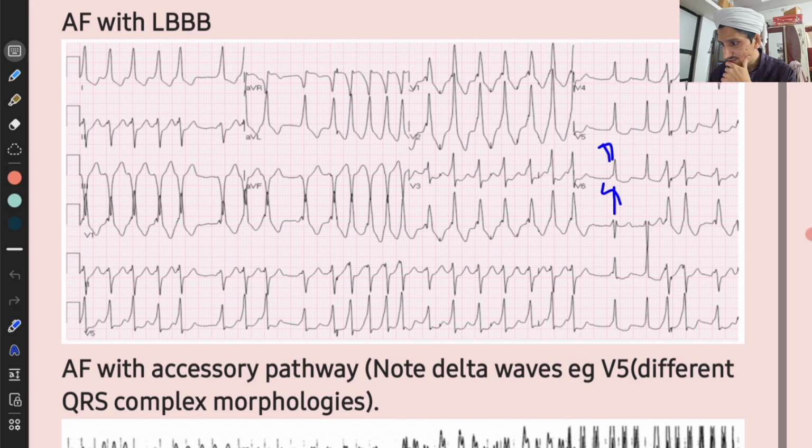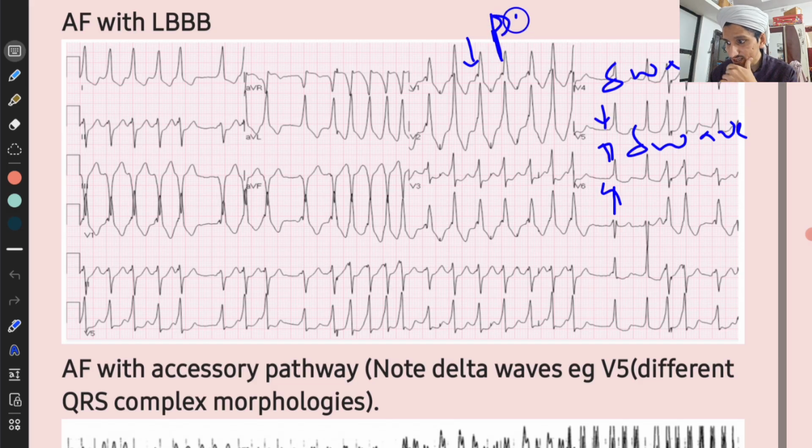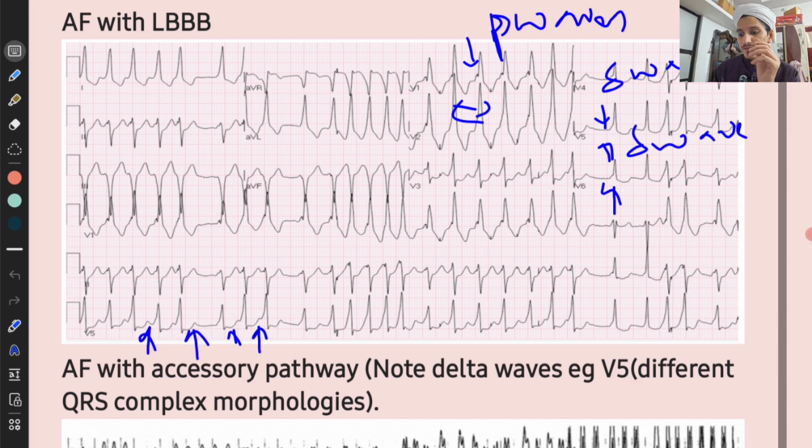You are having the delta wave here, a delta wave with slurred upslope, and you are able to see P waves also. One more thing is the PR interval will be shortened. This is a P wave, this is a P wave, and so on, the P waves are there, the PR interval is shortened, and there is slurring of the R complex. That is AF with accessory pathway.